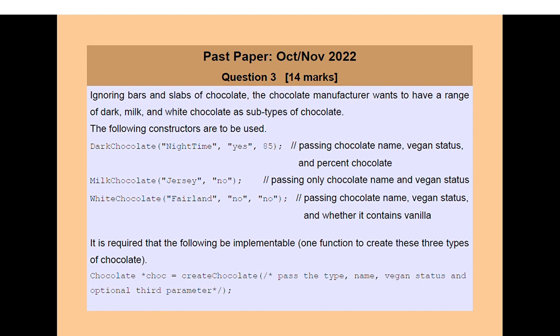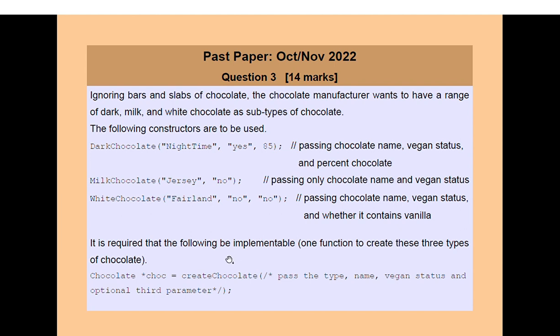And where things get a bit more interesting is that all three have constructors which have different parameters. So your dark chocolate has a name, a string, the vegan flag, which is also shown here as a string, and then an integer value, whereas your milk chocolate only has two parameters, both strings, and then your white chocolate has three parameters and all three are strings. So we've got to be able to handle these different situations.